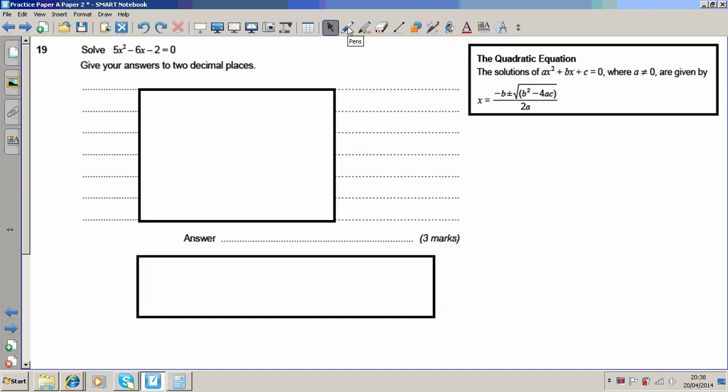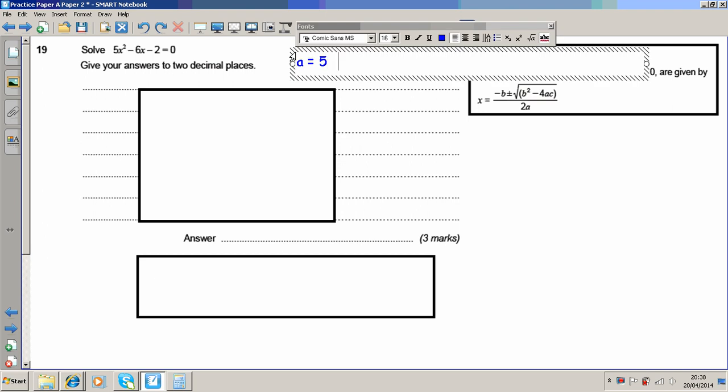Solve 5x squared minus 6x minus 2 equals 0 to 2 decimal places. So again, as soon as you see you've got a quadratic and the question says to 2 decimal places, solving quadratics to 2 decimal places, you know you're going to need the quadratic formula off the front of the book to work out the answer. So x equals minus b plus or minus the square root of b squared minus 4ac, over 2a, where for us we've got a equals 5, b equals minus 6, and c equals minus 2.